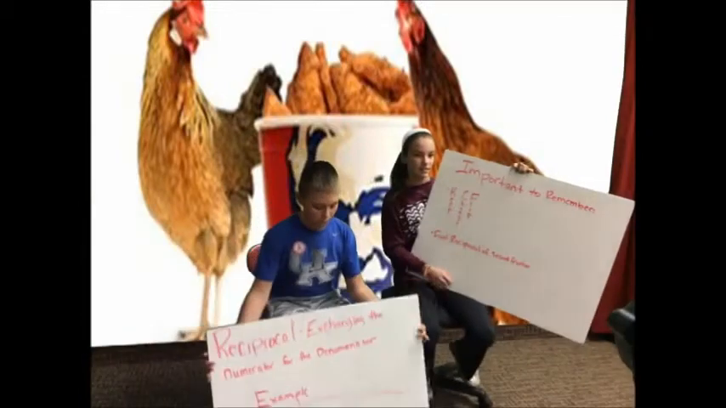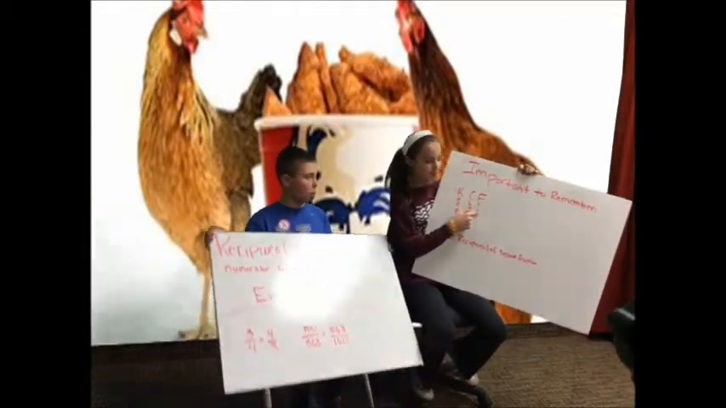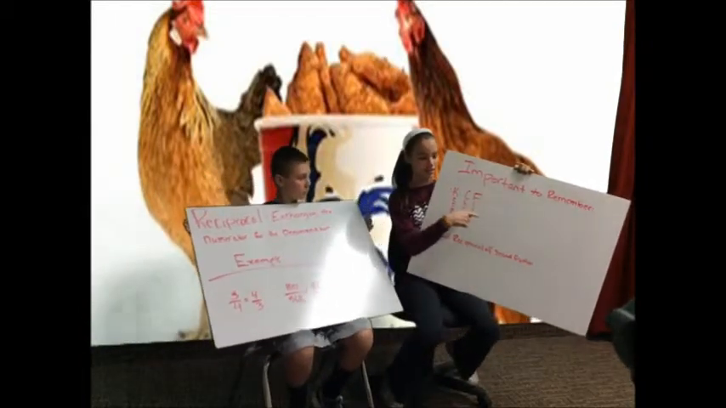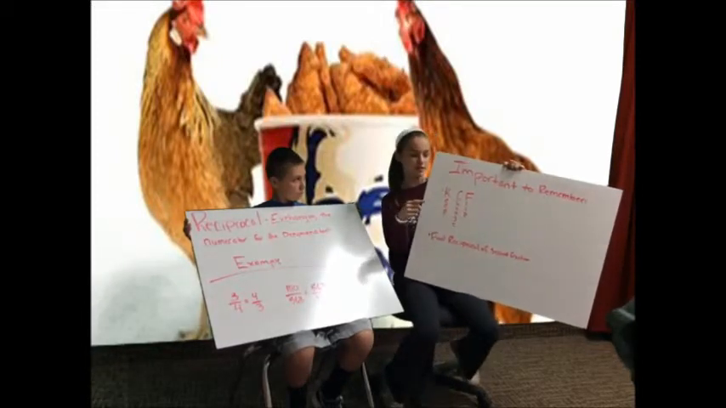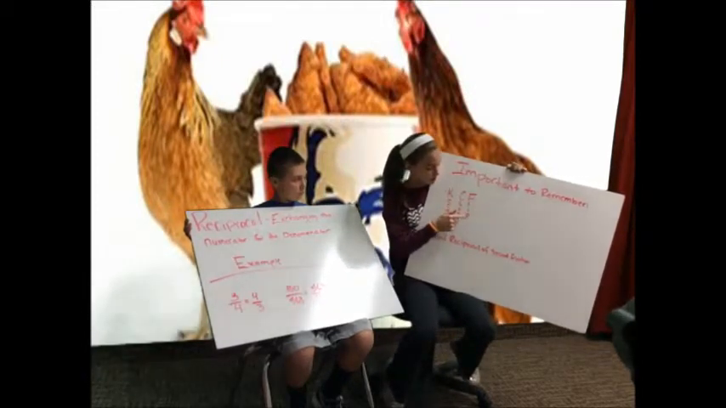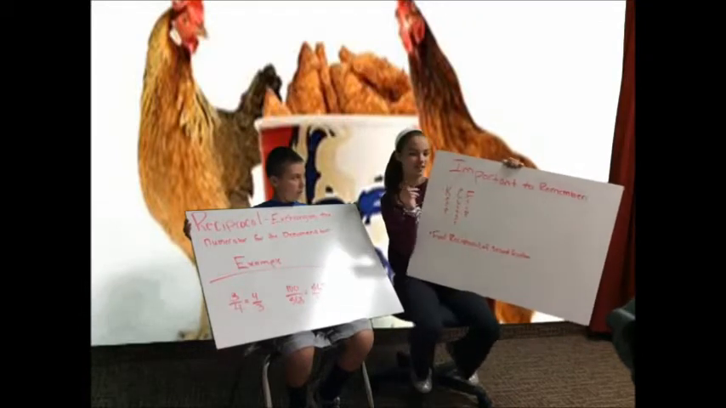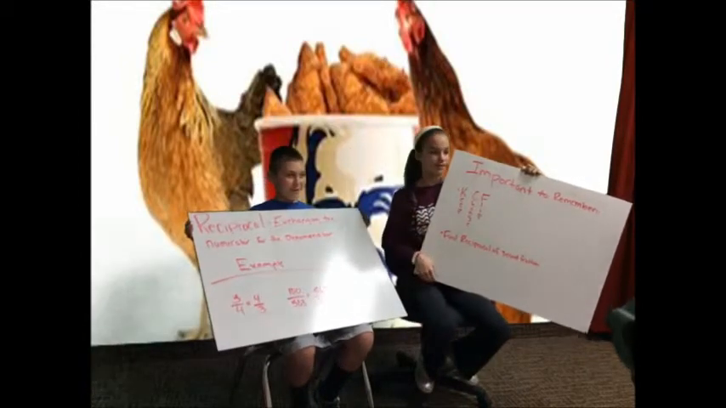Some other things you need to know is when you're dividing, you need to keep, change, flip. Keep, change, flip is when you keep the first fraction, then you flip the symbol, so you flip division to multiplication, and then you change and find the reciprocal of the second fraction. An easy way to remember this is like our picture, Kentucky Fried Chicken.